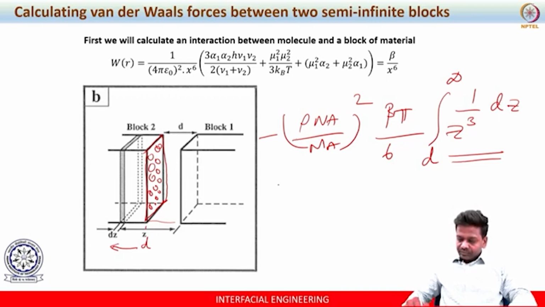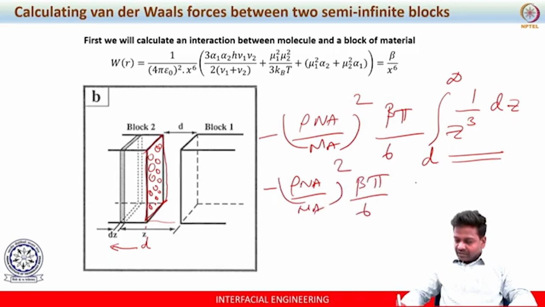So in this way, what you will obtain is rho Na by Ma whole squared, beta pi by 6. Performing the integral, you will get 1 by d square. So you get 1 by z square, so it will be 2z square, and finally you will get 12.